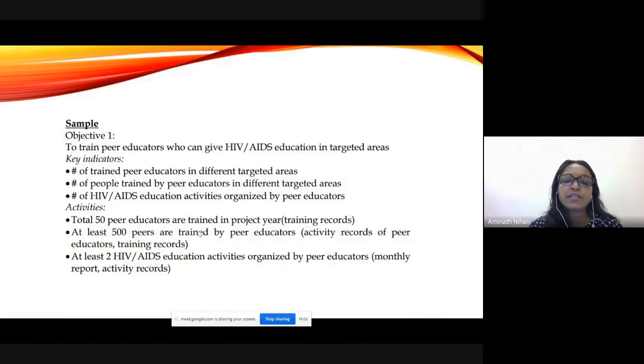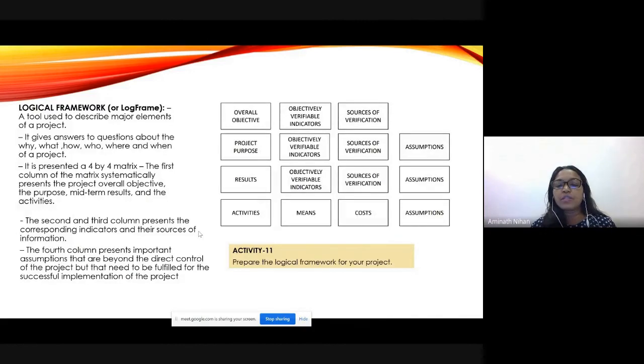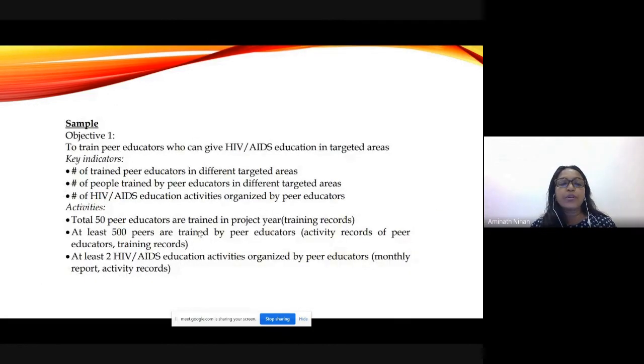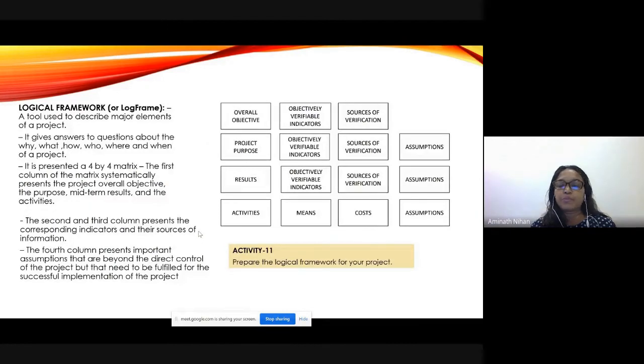Total 50 peer educators are trained in the project year. At least 500 peers are trained by peer educators. At least 2 HIV education activities organized by peer educators. Monthly reports and activity records can show this. So you have to find out ways how you're going to measure the achievement of the objectives that you wrote. So those are the activities you develop under it, and those are the indicators. Okay, so you can work on this, how you are going to monitor your project. Next is the logical framework or log frame.